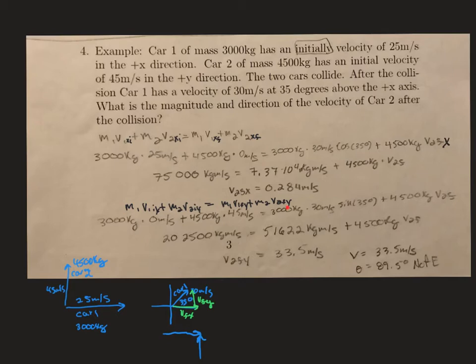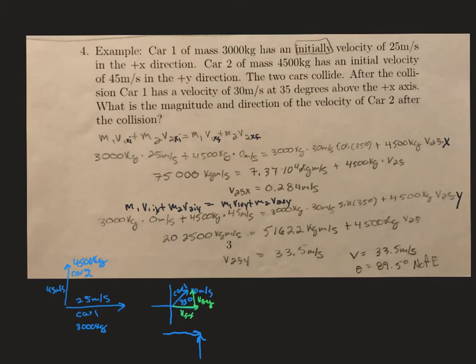And then we're going to fill out our y direction equation. So we have 3,000 kilograms times 0 because initially car 1 is traveling only in the x direction, not in the y. And the opposite is true for the second car. We're going to take its mass of 4,500 kilograms times 45 meters per second because that motion is entirely in the y direction. After the collision, we're going to take the mass of car 1 times the y component of the final velocity. Since 35 is opposite to the y component, we're going to use sine, so sine of 35, plus 4,500 kilograms times our unknown v final in the y direction.